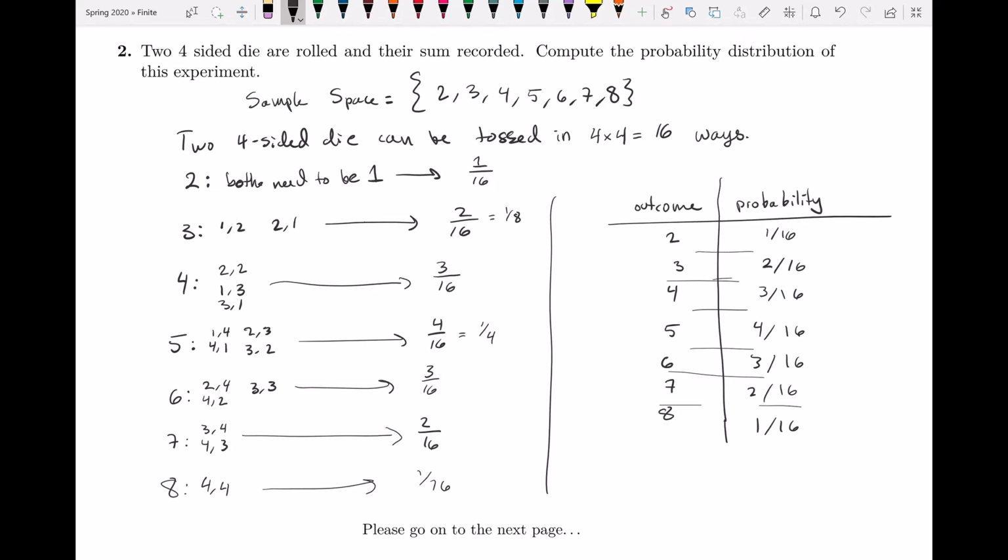Alright, and one thing we can do to check is make sure this whole column here, all these numbers, all the probabilities must sum to 1. And you can check that they do. Alright, so that's question 2.